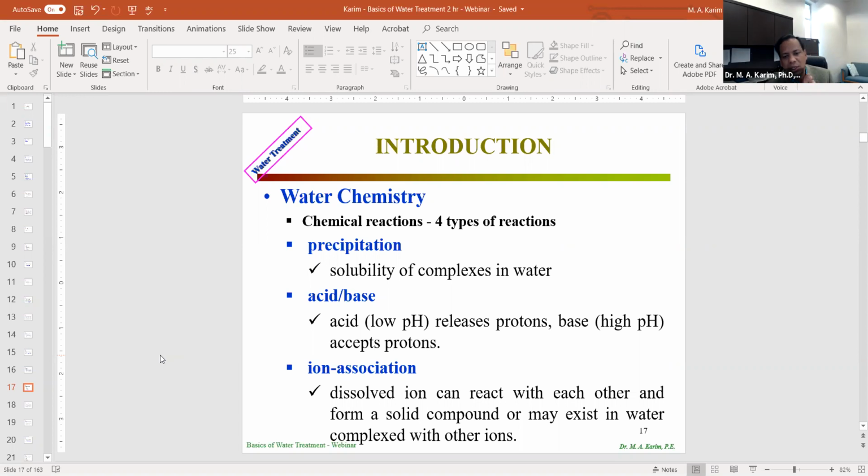The ion association: dissolved ions can react with each other and form a solid compound or may exist in water complexed with other ions. So this is association. Otherwise, we can say ion association, different ions can be combined together to achieve electrical neutrality and things like that.